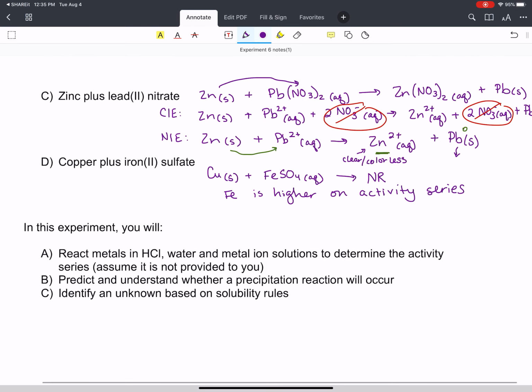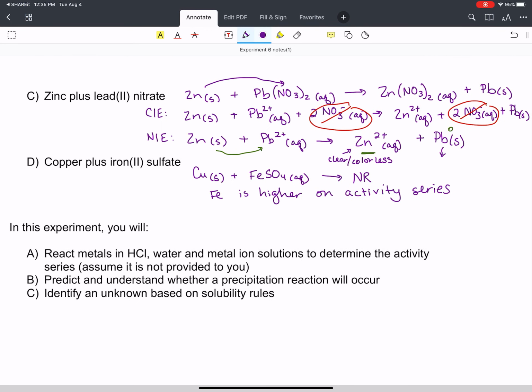The things we'll be doing in this experiment will be reacting metals with HCl and water and metal ion solutions to determine the activity series. The most important part that we're going to be doing is writing balanced equations for these processes so that we can make our own activity series. We're going to predict whether precipitation will occur, using our solubility rules. And we'll use the solubility rules to identify an unknown, thinking about whether something precipitates or not. And that's Experiment 6.